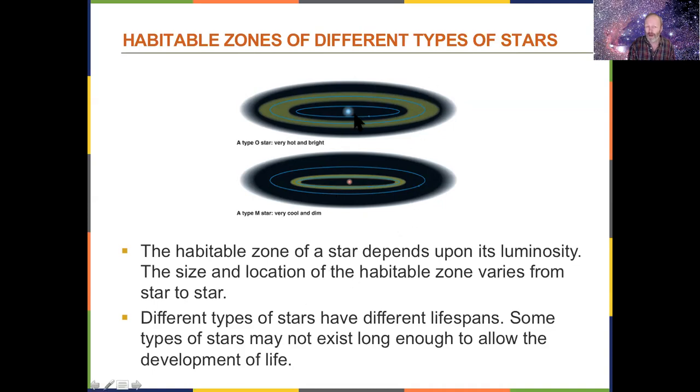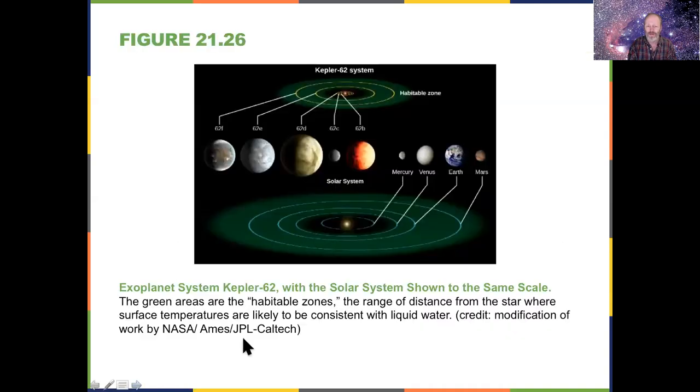Of course, the big O stars burn themselves out really quickly. Remember, they don't last all that long. So they might not even last long enough for planets to completely form out of the protoplanet stage. But these dimmer stars will last a lot longer, but it's harder to sync right in with the planets in their habitable zones, especially if there's more than one, because they're going to tug on each other and perhaps tug it out of the habitable zone.